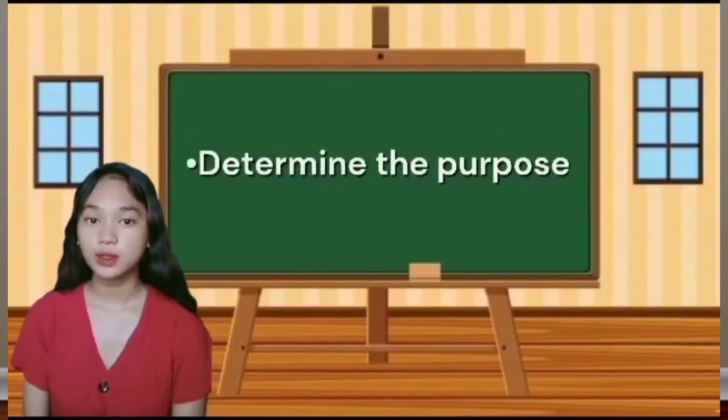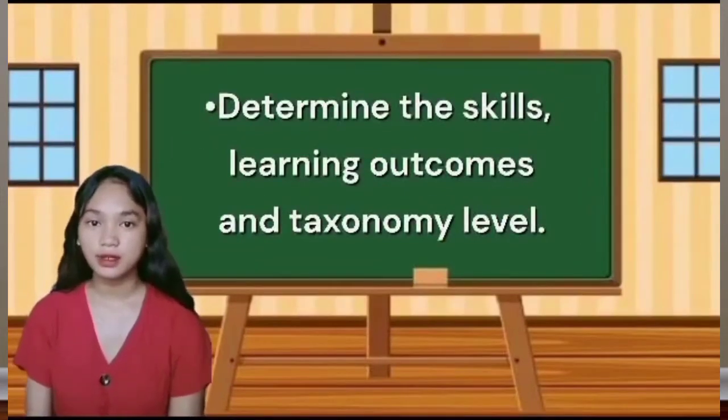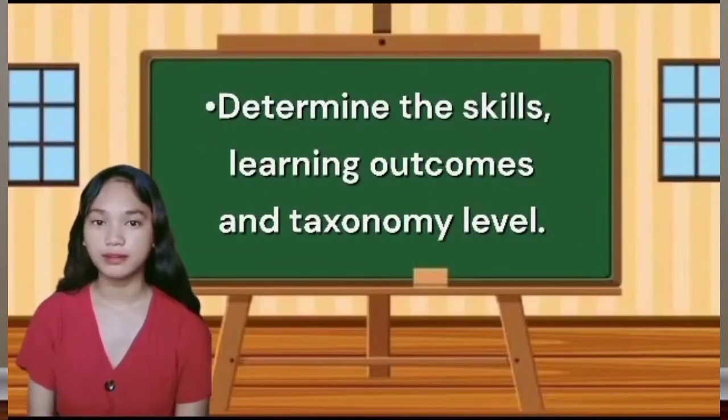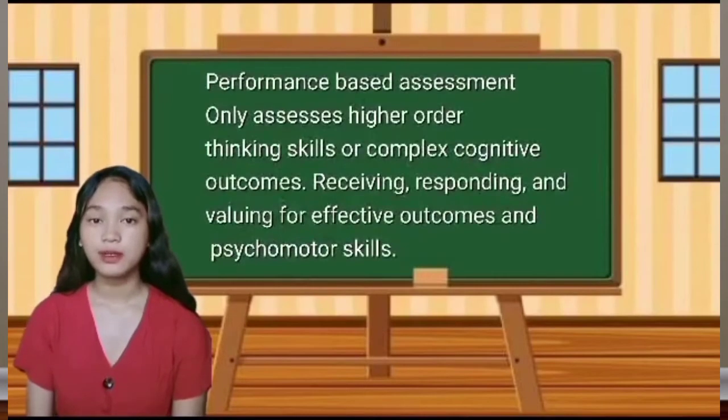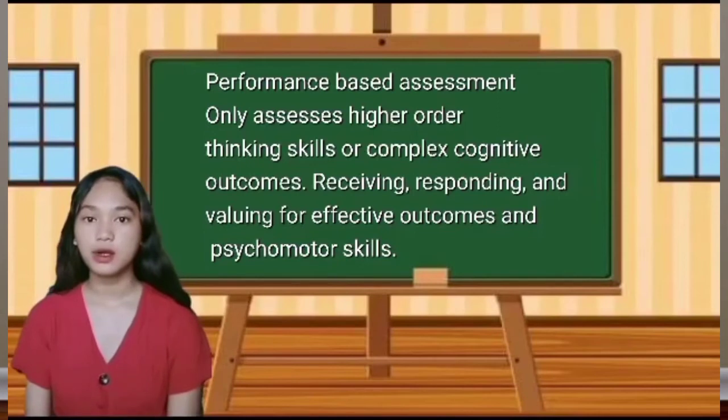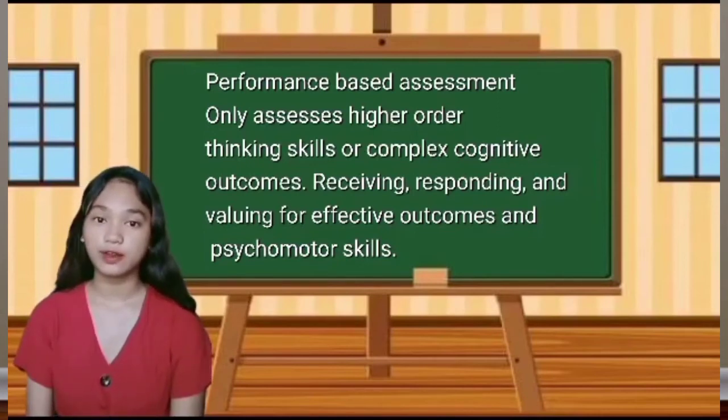Number 1 is we need to determine the purpose. We need to determine the skills, learning outcomes, and taxonomy level. We need to decide which learning outcome will be performance-based or traditional. Performance-based assessment only assesses the higher order thinking skills or complex cognitive outcomes, such as receiving, responding, and valuing for affective outcomes, and psychomotor skills.